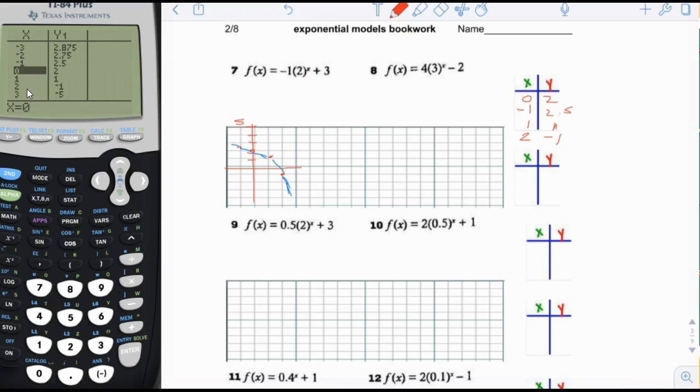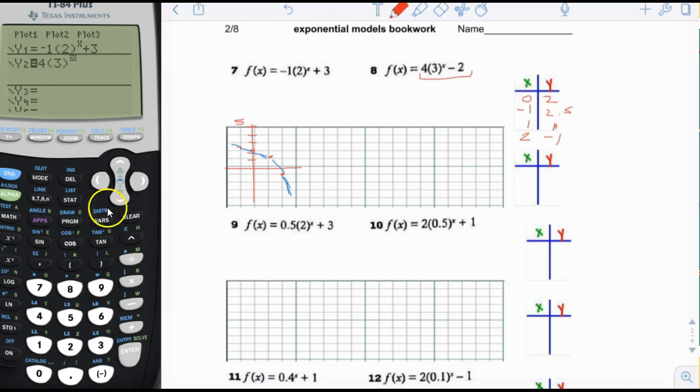And then so the next one is kind of similar. A little less tricky because it doesn't have the negative sign there. Let's graph this one. I'm just going to turn that one off, and then I'll graph the new one here. So it's going to be 4, 3, x, right arrow, -2, graph.